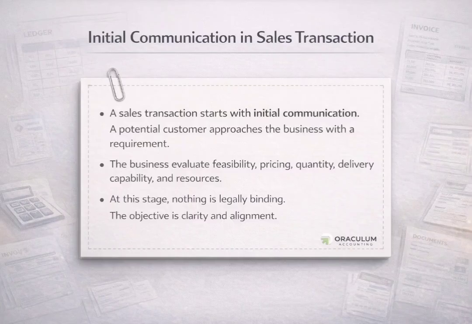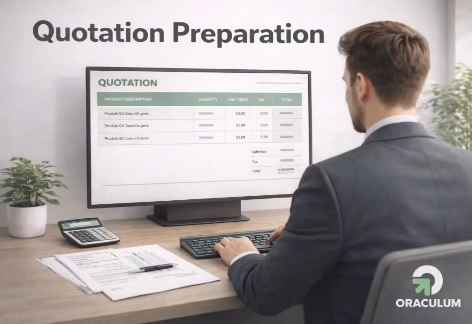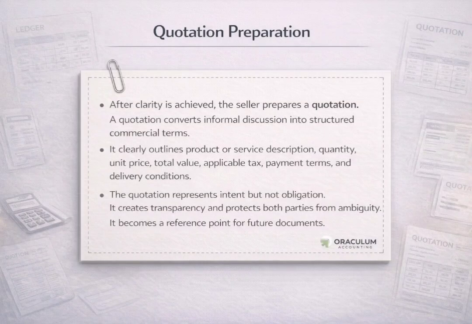After clarity is achieved, the seller prepares a quotation. A quotation converts informal discussion into structured commercial terms. It clearly outlines product or service description, quantity, unit price, total value, applicable tax, payment terms, and delivery conditions. The quotation represents intent, but not obligation. It creates transparency and protects both parties from ambiguity. It becomes a reference point for future documents.